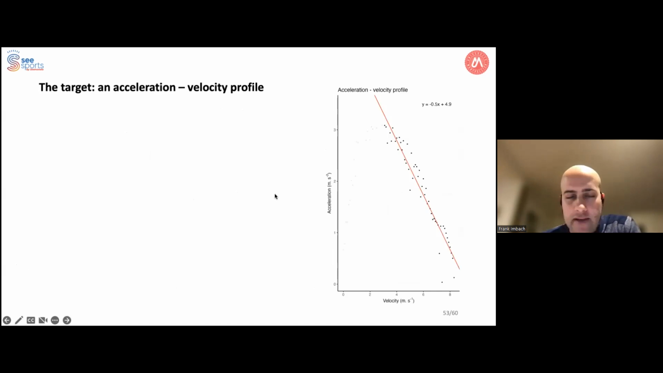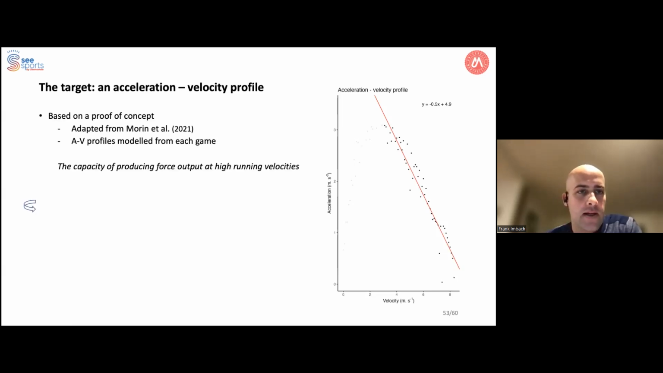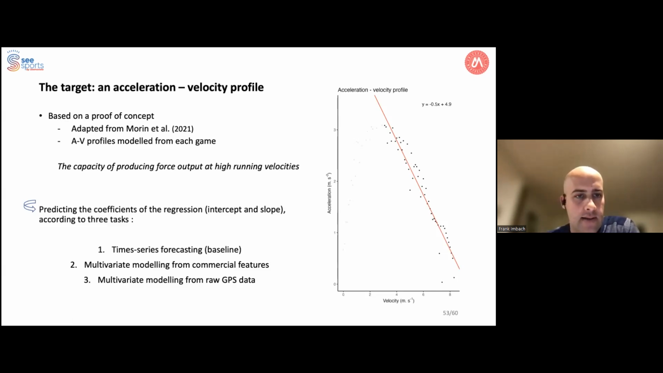But I said we will predict an athletic performance, but what is the performance, and how to measure it, how to assess it? We relied on a proof of concept by Morin et al. in 2021, in which JB Morin computed acceleration velocity profiles from each game. So we adapted this method to our data and provided three modeling tasks to predict the coefficients of the model, so the intercept and the slope.